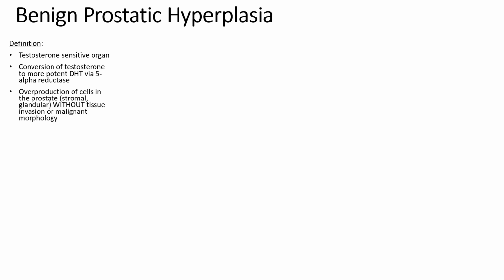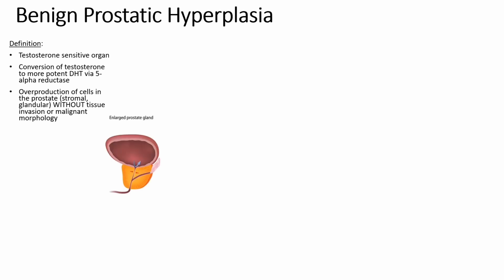So obviously from the name benign, this isn't technically a malignancy, but it's good to know about it just for context on learning prostate cancer, which we're going to go through next. So in terms of definition, the prostate is a testosterone-sensitive organ. And this means that in this organ, you've got conversion of testosterone to the more potent DHT. And this happens via the enzyme 5-alpha reductase. So DHT causes the overproduction of cells in the prostate, usually the stromal cells and the glandular cells, without tissue invasion or malignant morphology for it to be benign prostatic hyperplasia.